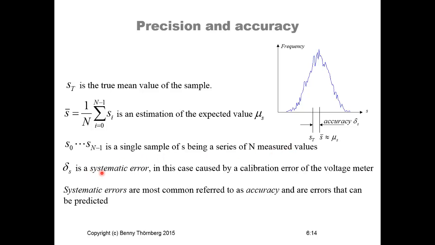Delta S is the systematic error, in this case caused by calibration error of the voltage meter. This we discussed in the beginning. And systematic errors are most commonly referred to as accuracy, and are errors that can be predicted. So this is a deviation from the true mean value and from the value that we can actually measure, the mean value, which is an estimation of the expected value, and this is the accuracy error, delta S.